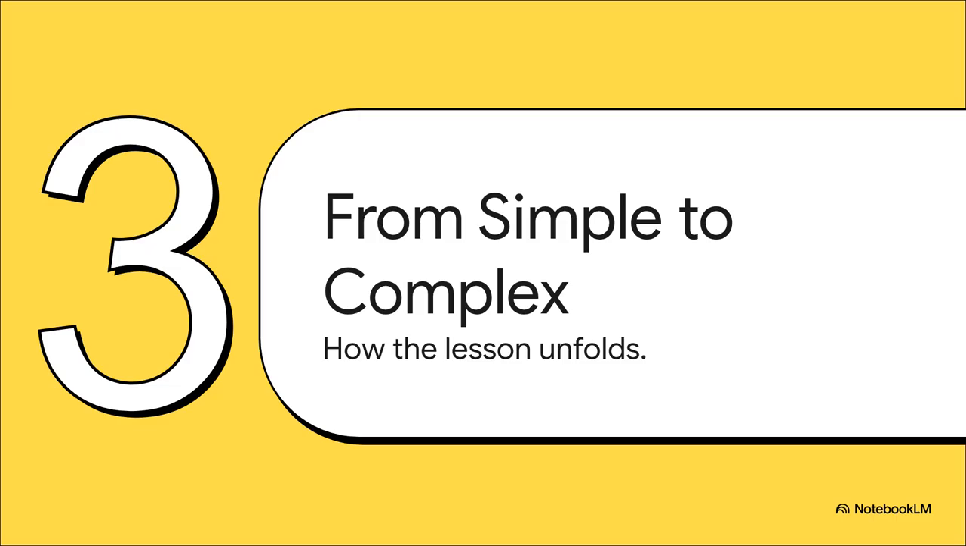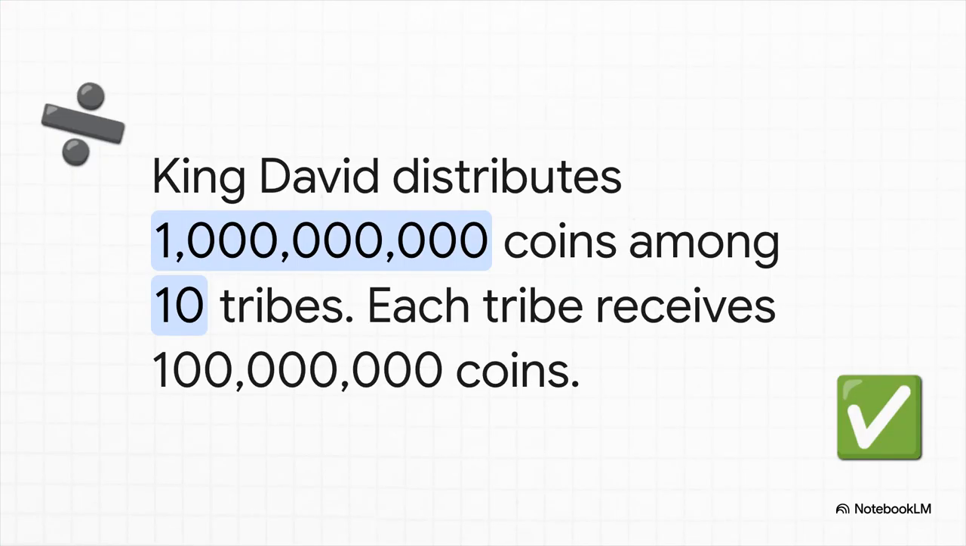Okay, so how does this worksheet actually work? Well, it's pretty smart. It starts you off with the easy stuff to build up your confidence, and then it slowly ramps up to the really tough problems. It's a very intentional, step-by-step approach. So, the first problem is super straightforward. The king's got 1 billion coins, and he's dividing them among 10 tribes. The answer is a nice round 100 million for each tribe. Easy peasy, right? A perfect place to start.